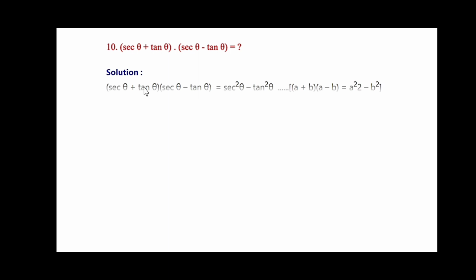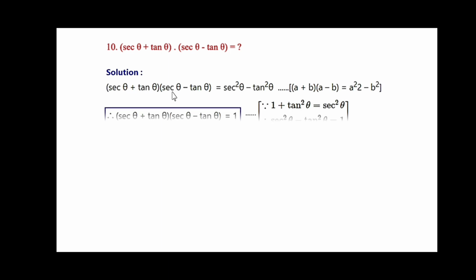We'll see the next. That is problem number 10. Sec theta plus tan theta into sec theta minus tan theta is equal to what? This is just like a plus b and a minus b in algebra. So friends, we'll write that one first. Given sec theta plus tan theta, sec theta minus tan theta is equal to a plus b, a minus b, a square minus b square, means sec square theta minus tan square theta. By using this formula, (a plus b)(a minus b) is a square minus b square.